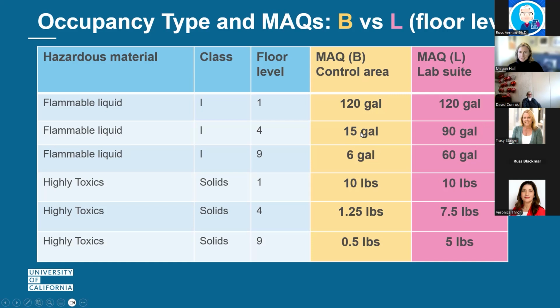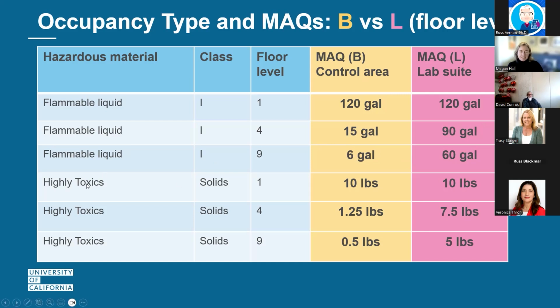That's even more extreme, let's say on the 9th floor, where you can only have 6 gallons of class 1 flammable liquids in a control area, but you can have 10 times that amount in a lab suite. So if you had, let's say, 4 or 5 PIs on this 9th floor control area, they have to share 6 gallons of flammable liquids in their control area. That will be extremely limiting for research operations.